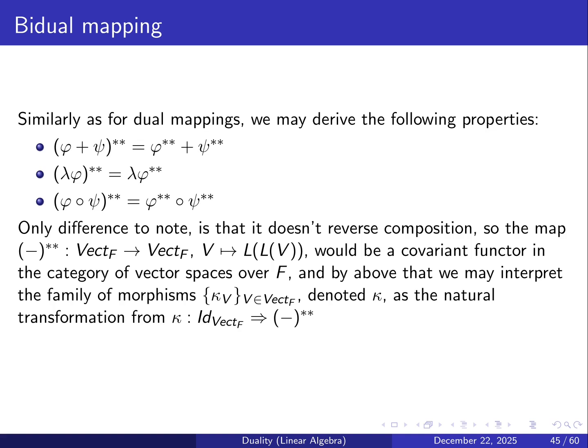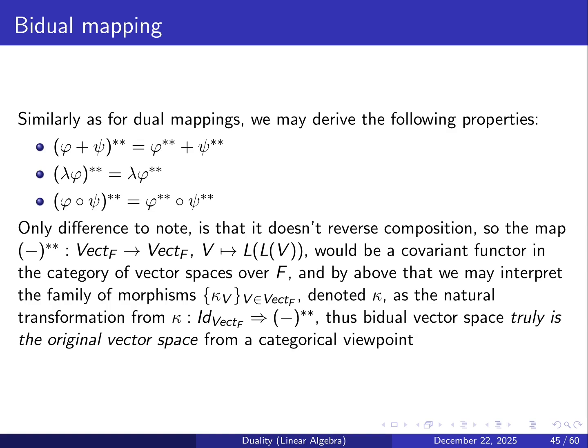The only difference to note is that it doesn't reverse composition, so the double star map from the category of vector spaces over F to the category of vector spaces over F, which sends every V to its corresponding bidual space, would be a covariant functor. And by the way, you may interpret the family of morphisms kappa sub V for every vector space V in the category of vector spaces over F as a natural transformation from the identity functor on the category of vector spaces over F to the double star functor. Thus, the bidual vector space is truly the original vector space from the categorical viewpoint.